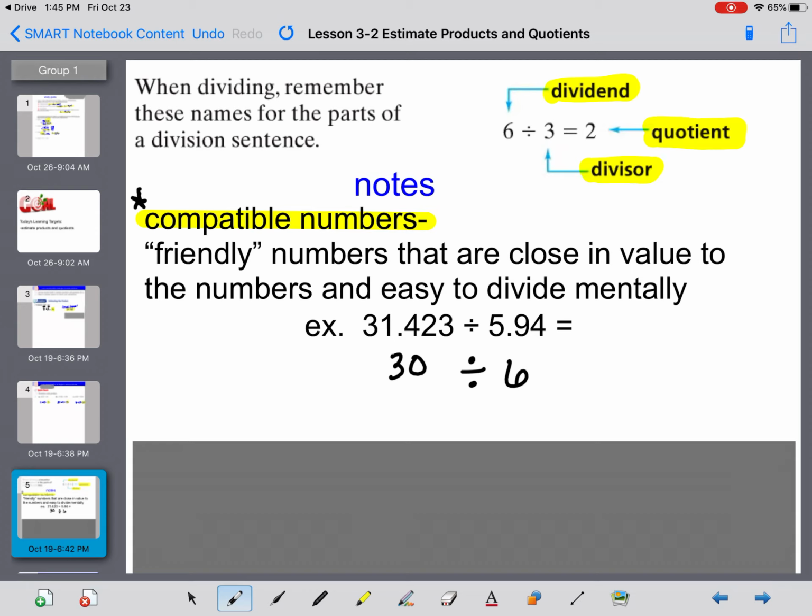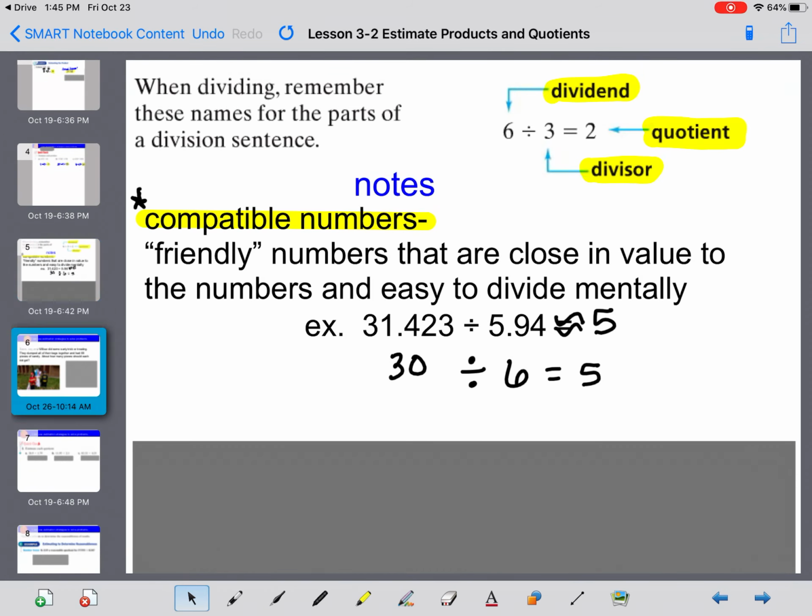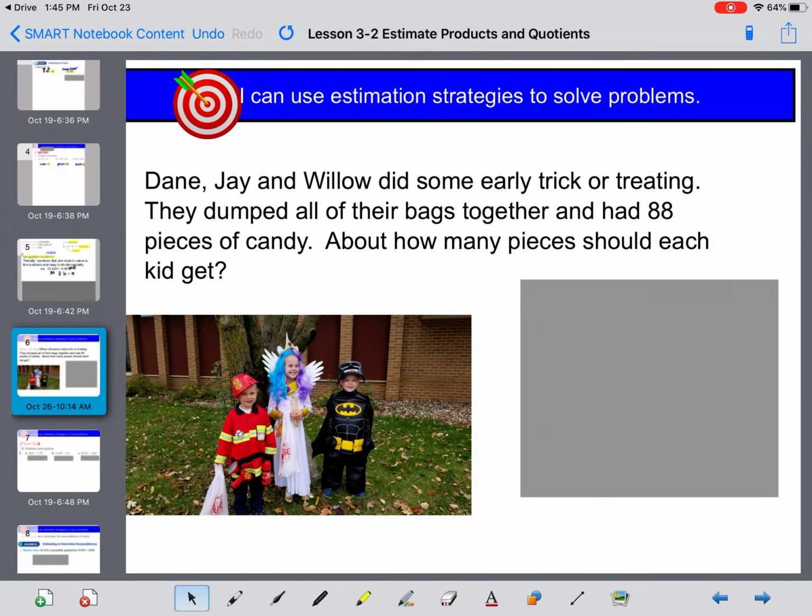Notice 30 is close to 31 and 423 thousandths, and 6 is close to 5 and 94 hundredths, but they don't really follow any of the rounding rules. But I can use 30 divided by 6 and know that my answer is 5. So when I'm doing this problem for real, my answer should be about 5. So compatible numbers. Let's use compatible numbers in this scenario.